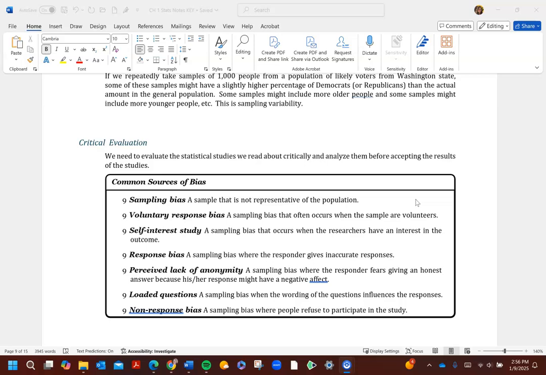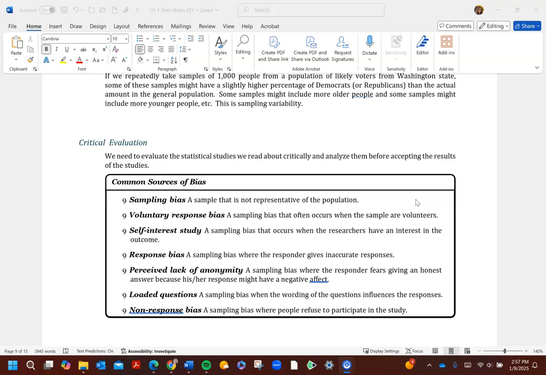Self-interest study. Somebody's funding it and they have an interest in the outcome, like a lot of the pharmaceutical companies. You've got to see who's funding the study and what's going on. Response bias is where the responder gives inaccurate responses. Like maybe if I was in a class and I said, "Oh, what's your grade?" and you had to tell me in front of everybody what you got on a test, people might not want to share that. So perceived lack of anonymity, same kind of thing.